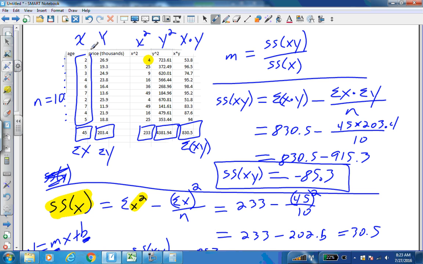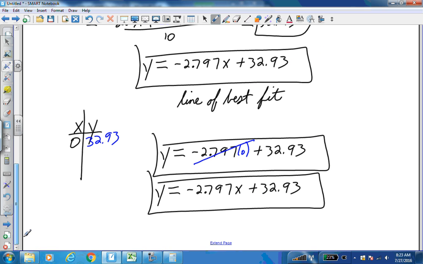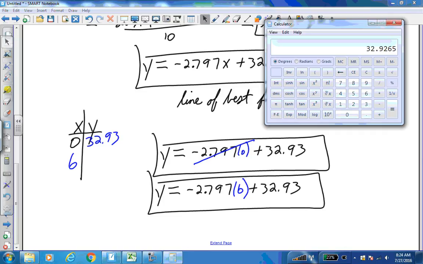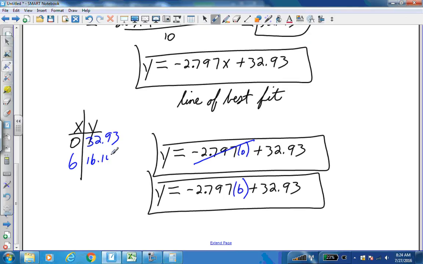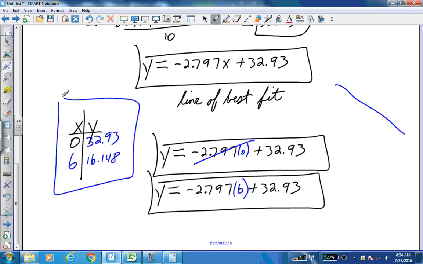We had x's that went up to 7, so let's pick 6. Doesn't really matter, just as long as we don't go too far past our upper value. So if we put a 6 in, take our slope times 6 plus 32.93, 16.148. So if we had a grid, we could plot both of those points, draw a line through them, and that would be a graph of our line of best fit.